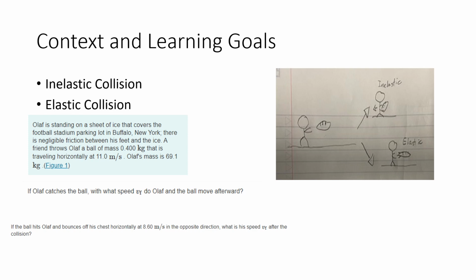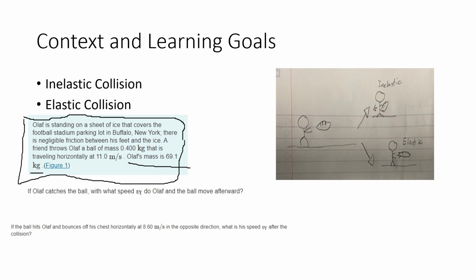So the question asks about Olaf, who's standing on a sheet of ice, and there's basically no friction on the sheet of ice. Someone throws a ball at Olaf that weighs 0.4 kilograms and travels at 11 meters a second, and Olaf's mass is 69.1 kilograms. So it asks about two different situations.